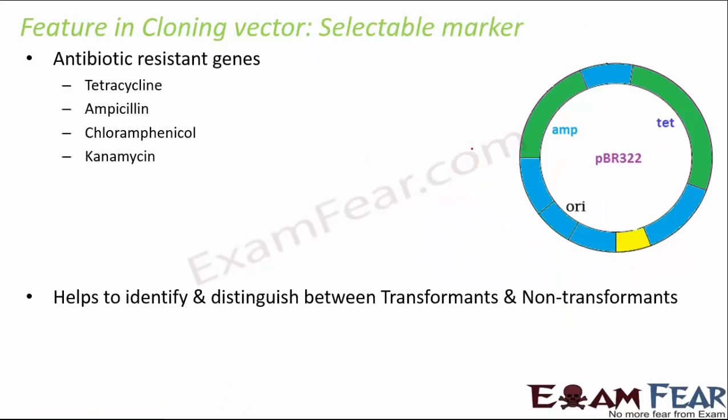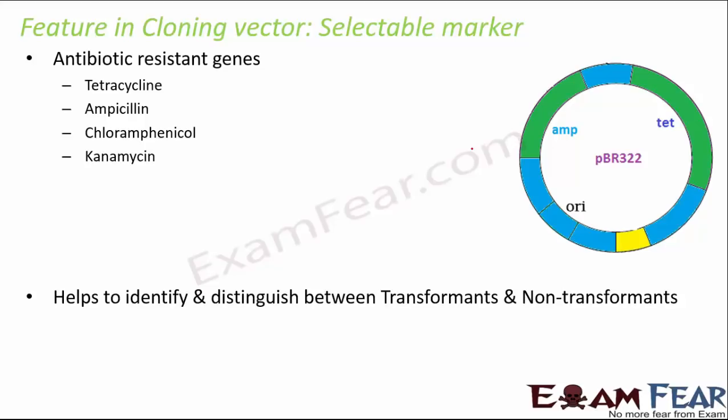So when we talk about selectable marker, what does that mean? That means antibiotic resistance genes. For example, tetracycline, ampicillin, chloramphenicol, kanamycin. These are the various regions which are antibiotic resistant. Now, how does this selectable marker help? They help to identify and distinguish between transformants and non-transformants.